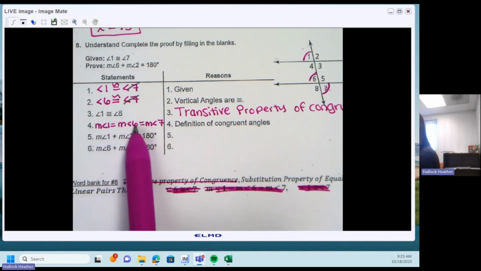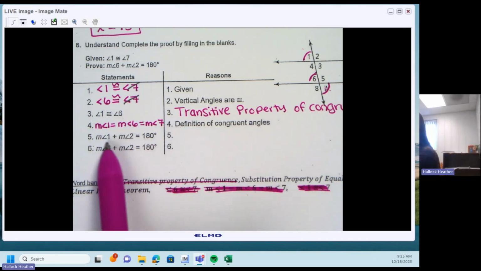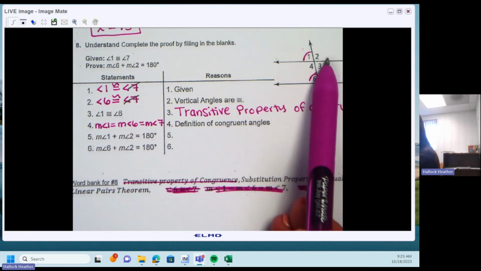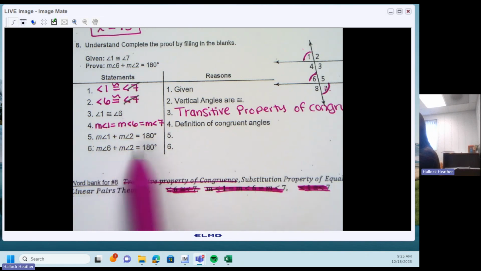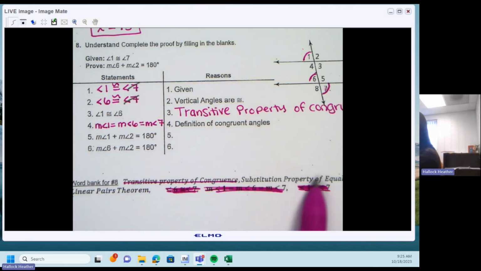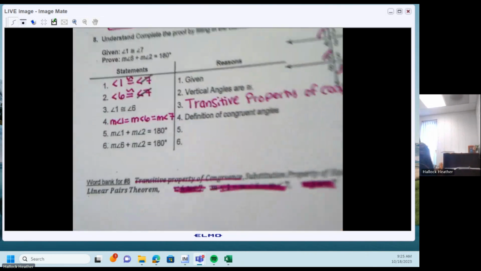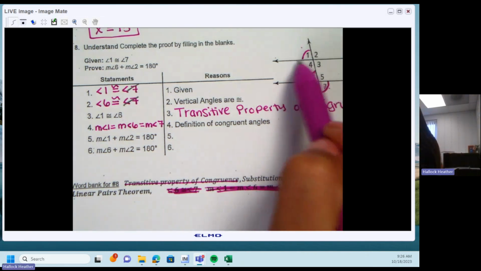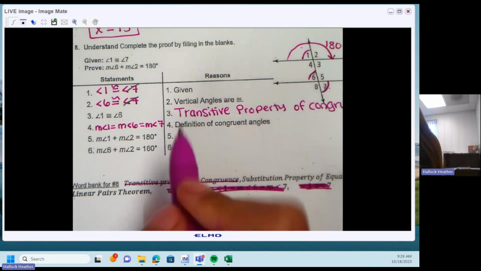And then we have 1, 6, and 7 are congruent because of the definition of congruent angles. And then I have the measure of angle 1 and the measure of angle 2 equal to 180 degrees. If I look at 1 and 2, 1 and 2 are next to each other versus the last option, 6 and 2, which are not next to each other. If they're next to each other and they add to make 180, are they a linear pair? Or should I say substitution property? If they're directly next to each other, they're adjacent. Linear pair. So this one's going to be linear pairs because they are directly next to each other. 1 and 2 are next to each other. They add to make 180. So I'll put linear pairs theorem.